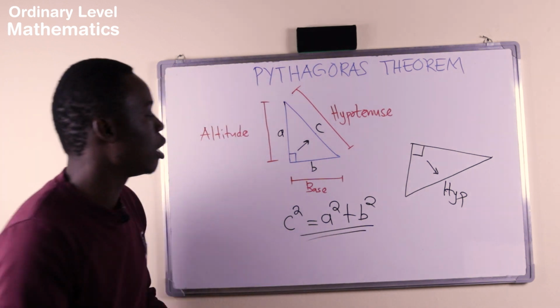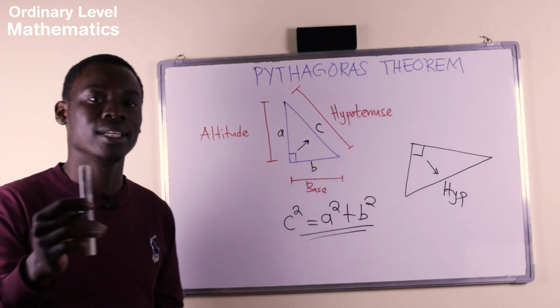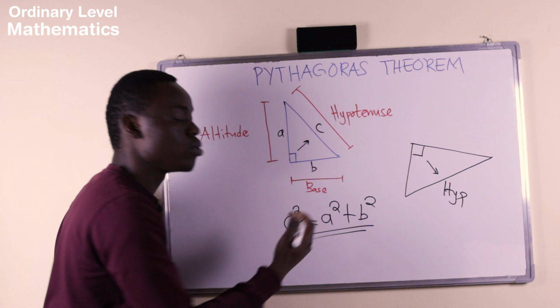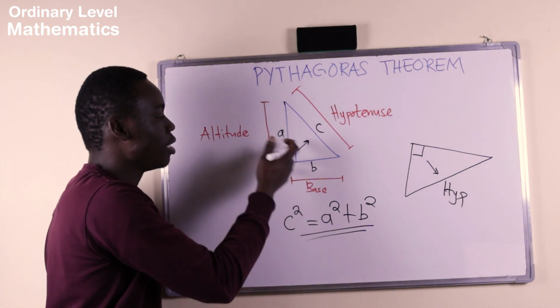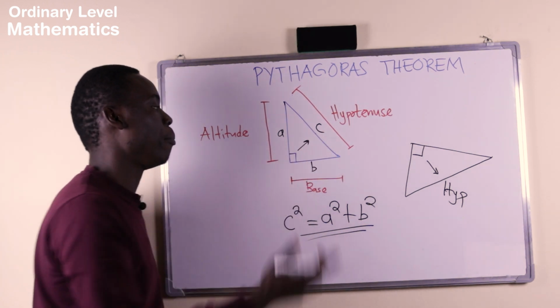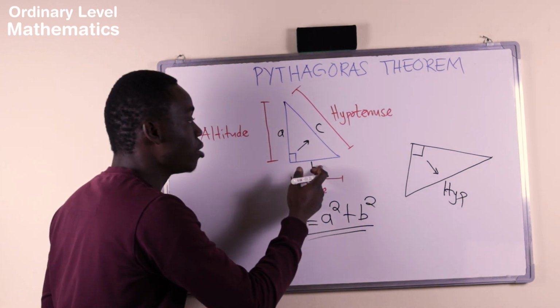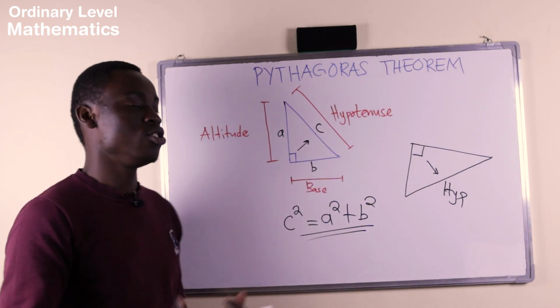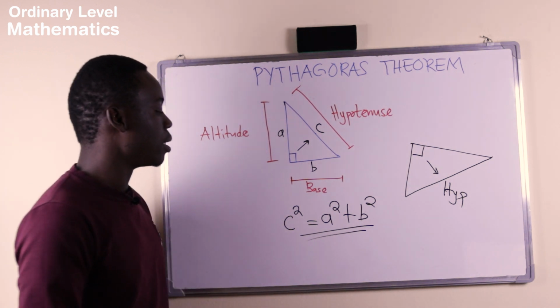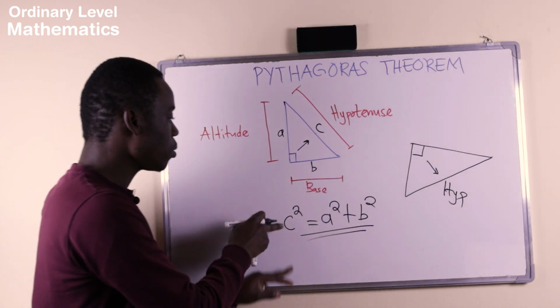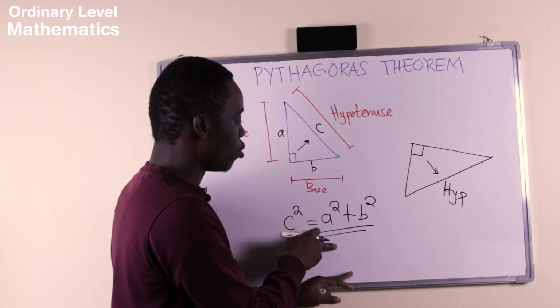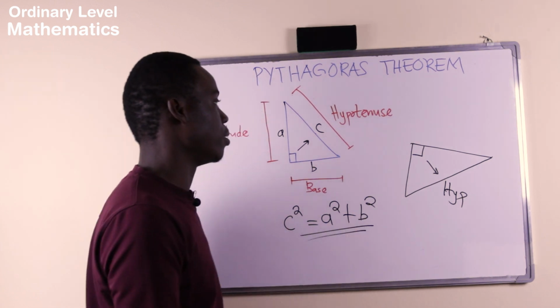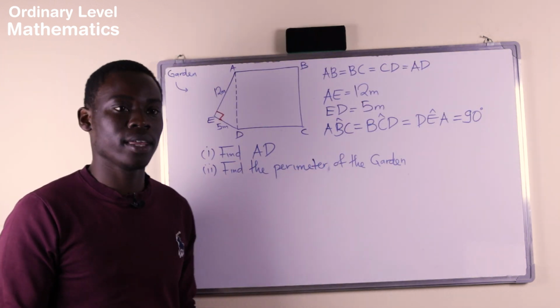So this is a formula you're going to use every time you want to find a side given the two sides. Either you're given the altitude and the base, you're to find the hypotenuse, or you're given the base and the hypotenuse, you're to find the altitude. So whichever variations you're given, always note that c squared, which is your hypotenuse, is equal to a squared plus b squared. So here is an application of the Pythagoras theorem.